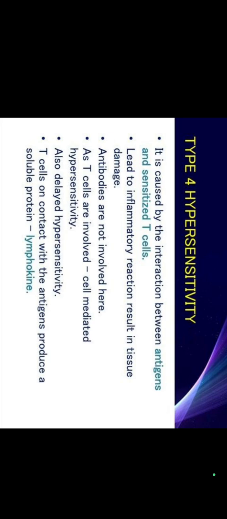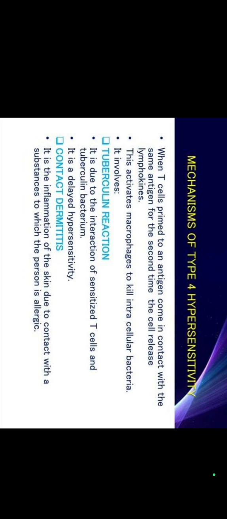Type 4 hypersensitivity is caused by the interaction between antigens and sensitized T cells. It leads to an inflammatory reaction, resulting in tissue damage. Antibodies are not involved here, as T cells are involved; it is cell-mediated hypersensitivity, also called delayed hypersensitivity. T cells on contact with antigens produce soluble proteins called lymphokines. When T cells primed to an antigen come in contact with the antigen for the second time, the cells release lymphokines. This activates macrophages to kill intracellular bacteria.